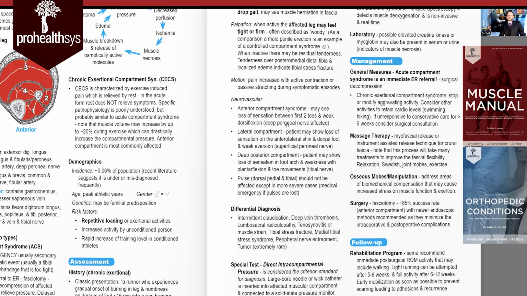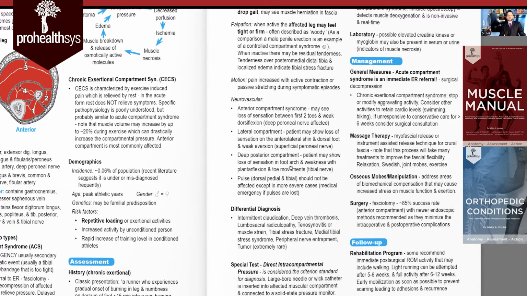For neurovascular, this is going to be the key thing. For the anterior compartment, you may lose sensation between the second and first toe, which is where the deep peroneal nerve supplies. You may also have a foot drop. If it is the lateral compartment, you may show loss of sensation over the anterolateral shin. This is going to be the superficial peroneal nerve.